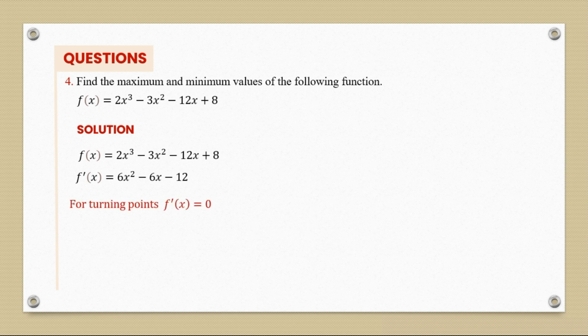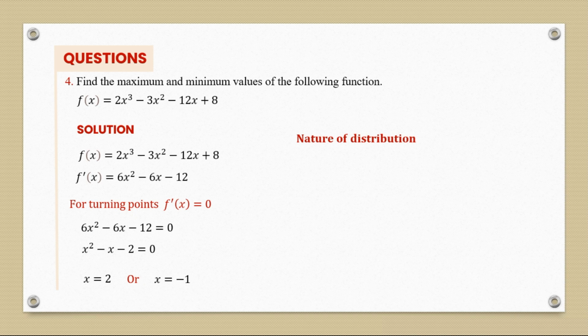So for the turning points, we know that the derivative of f(x) shall be equal to 0. So we have 6x squared minus 6x minus 12 being equal to 0. Divide every value by 6, and I'll have x squared minus x minus 2 being equal to 0. Now I'll get x either being equal to 2 when I solve quadratically, or x being equal to negative 1.